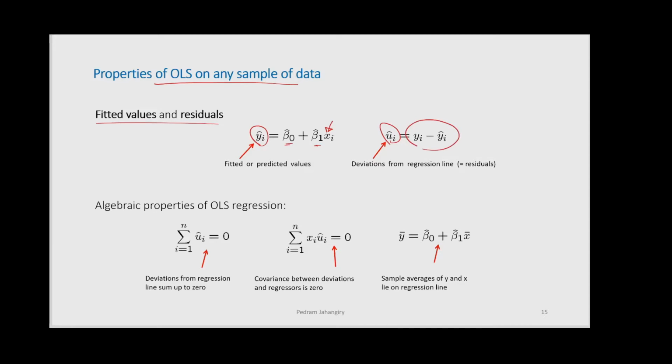Because if u i is positive or negative, it has some meaning. If it is negative, you're over predicting. If it is positive, you're under predicting. Okay, so it is important to be careful about the sequence. The ordering matters. Then, what are the algebraic properties of OLS regression?